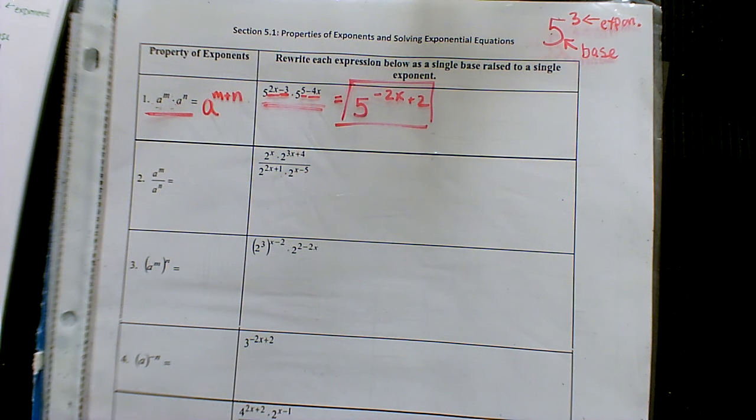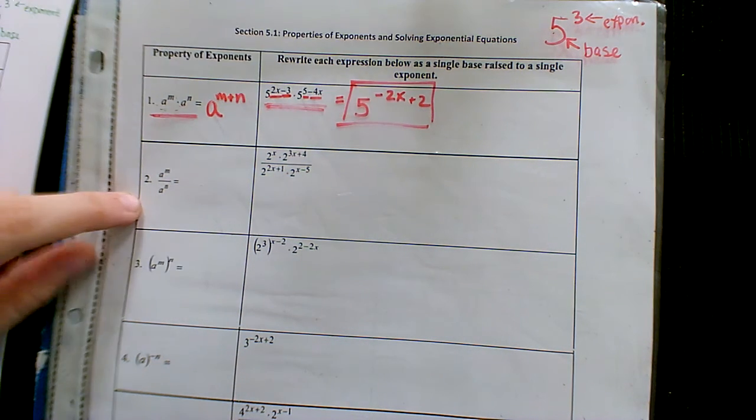All right, so I'd say that's pretty good. Our ultimate goal with these simplifications is to get one base to one power. Okay, we'll see how far we can get with these in the end. What about the second one?